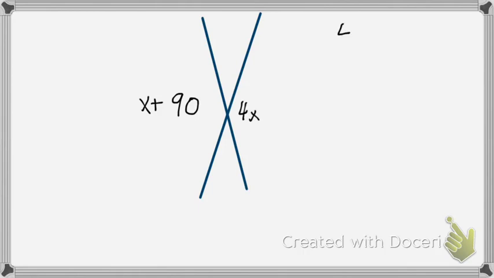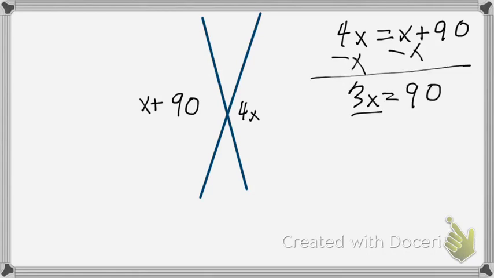Okay, so sometimes they don't just ask you to find x, but they actually ask you to find the value of the angles too. So it's the same general idea. Here we have two vertical angles, so we're going to set them equal to each other, x plus 90 and 4x. We're going to subtract x from both sides, and we get 3x equals 90. Divide both sides by 3, and we get x equals 30.